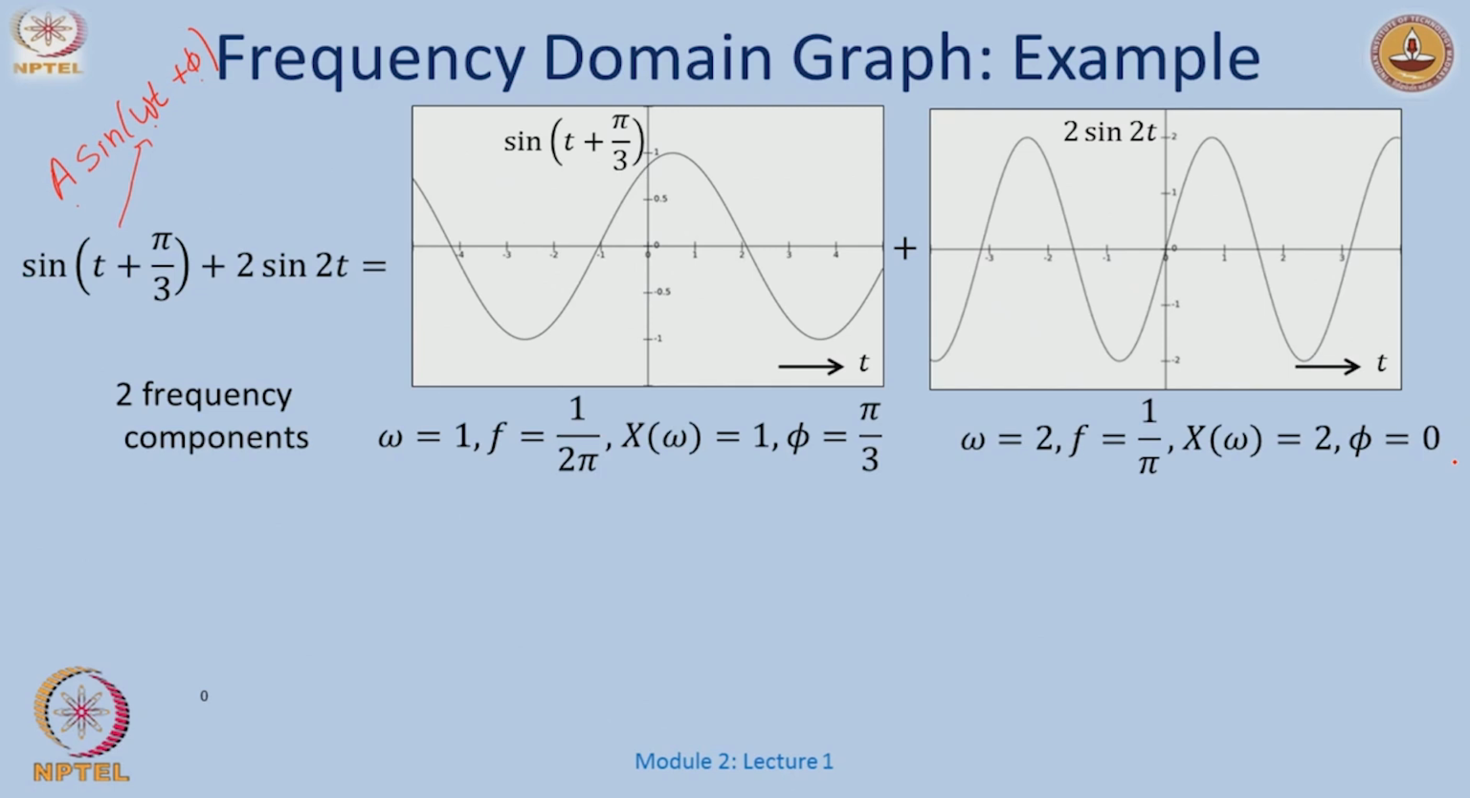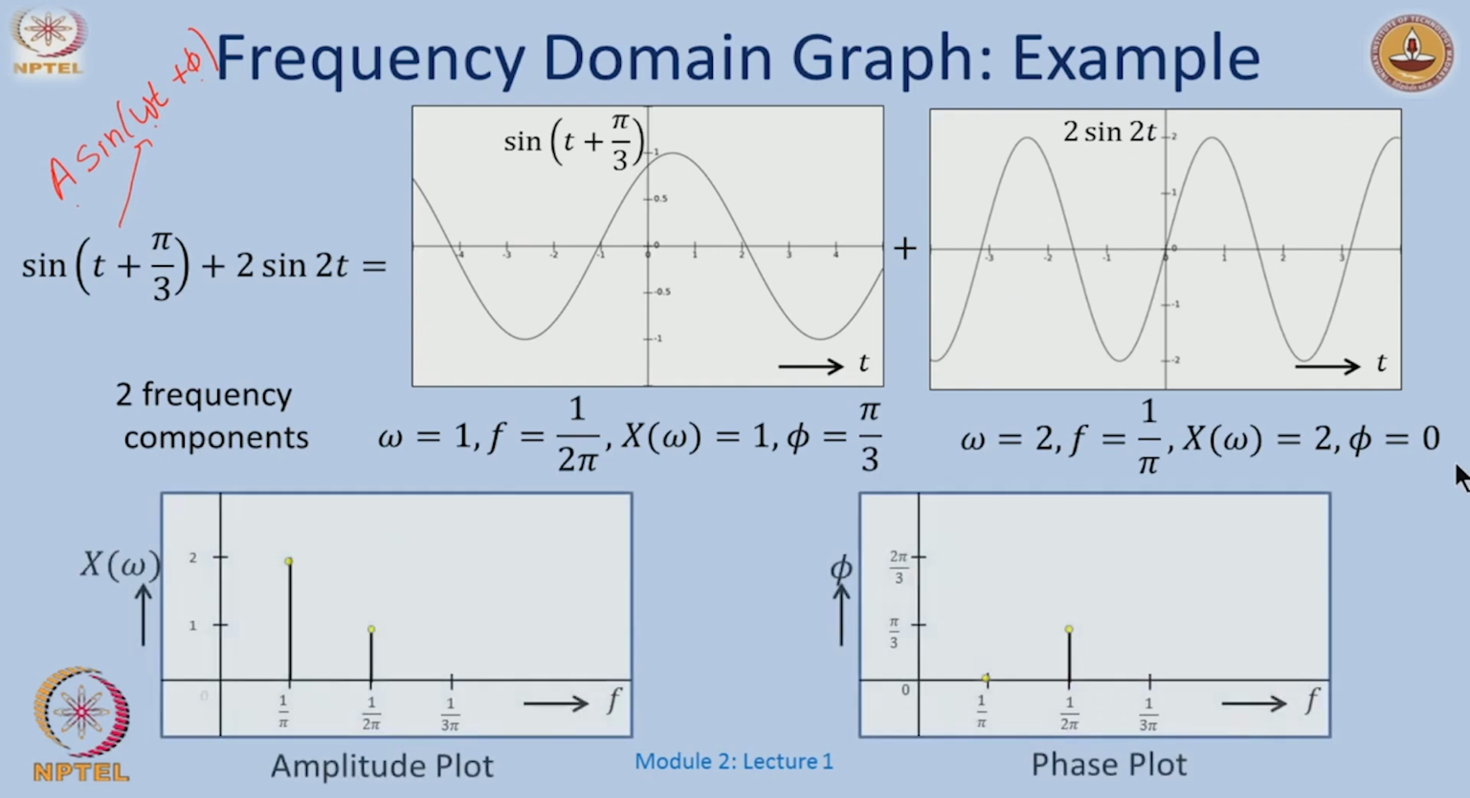Now, if I were to represent these two frequency components in a graph, I look at the amplitude plot. The first signal, sin(t + pi/3), exists only at a frequency of 1 over 2 pi, with a magnitude of 1. So this is its frequency and magnitude. Look at the second signal, 2 sin 2t, which exists at a frequency of 1 over pi with a magnitude of 2. In the graph it is represented at 1 over pi with a magnitude of 2.